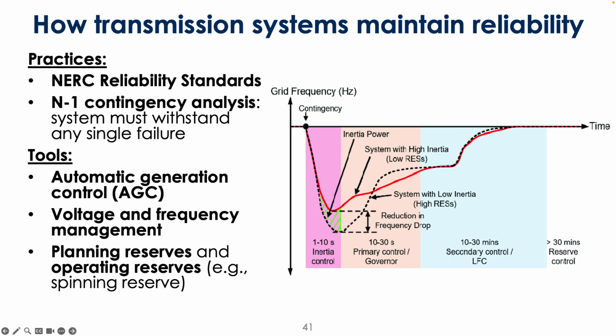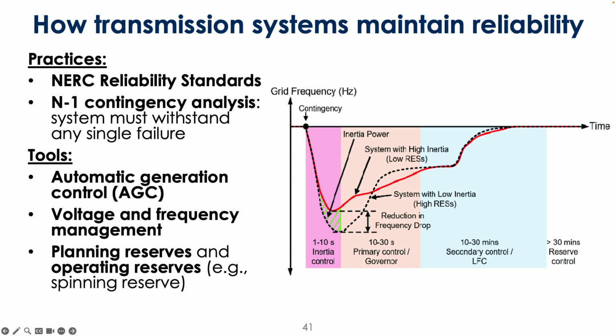Yeah, so NERC reliability standards and N-1 contingency analyses that I was just mentioning. The transmission system is part of a broader reliability and resilience system to help maintain things like grid frequency. So you might have a drop, and then you have several levels of control. So AGC is automatic generation control.